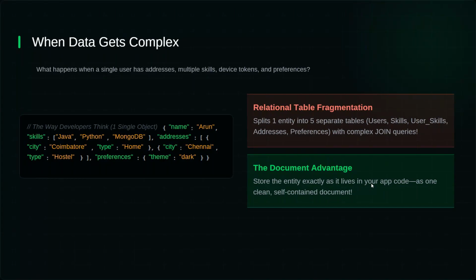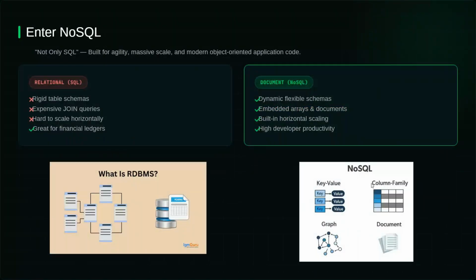But this brings us to a major shift in database evolution. NoSQL. So let's enter NoSQL. NoSQL stands for not only SQL. It wasn't created to destroy relational databases, but to handle high agility, massive scale, and modern object oriented code. While SQL enforces rigid schemas and costly joins, document NoSQL gives you dynamic schemas, embedded arrays, and high developer speed.